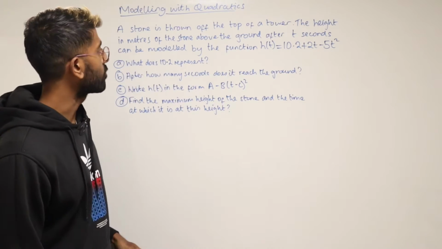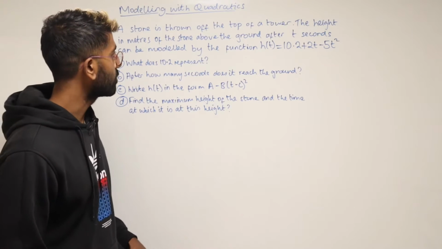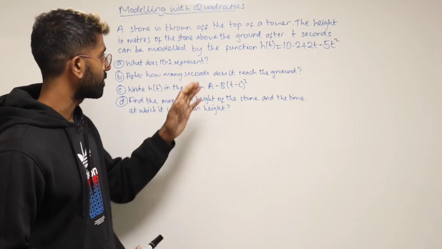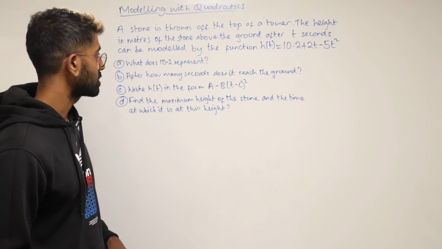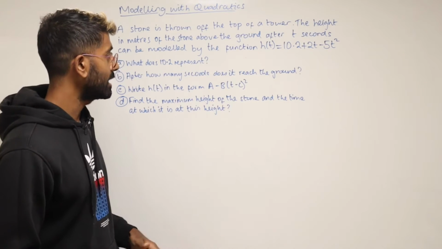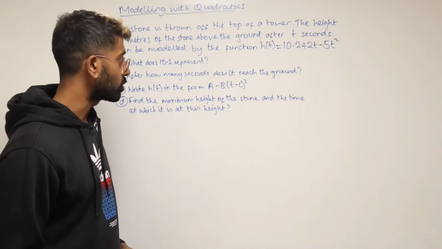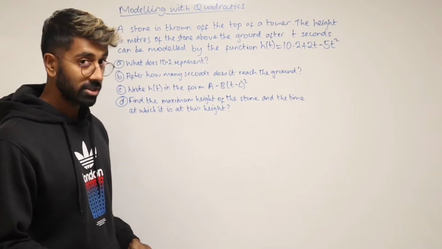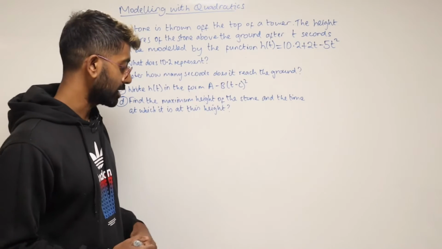We've got a stone being thrown off the top of a tower, and the height in meters of the stone above the ground after t seconds can be modeled by this function over here. And then we've got 4 separate questions that we need to answer. But before we even answer that, what we're going to do is try to sketch what this actually is, or what it actually looks like. And we've covered lots of sketching, so hopefully we can actually produce a decent sketch of this function here.